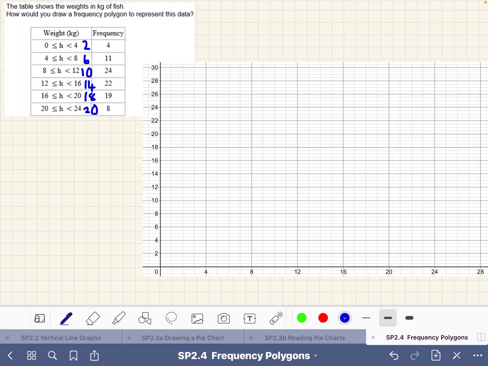And we now use that to plot on our frequency polygon, where the x-axis is representing the weight in kilograms, and the y-axis is our frequency. We will now plot the points. First of all, we are plotting 2 with a frequency of 4. So 2 with a frequency of 4 would be here.